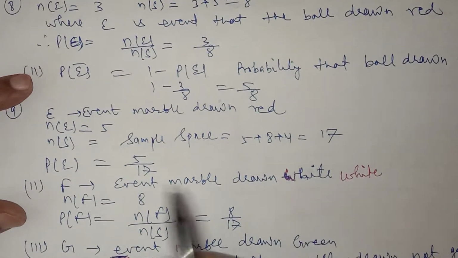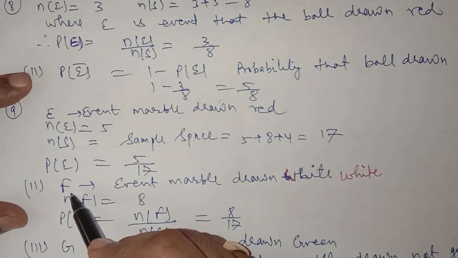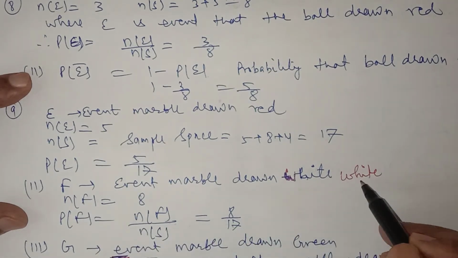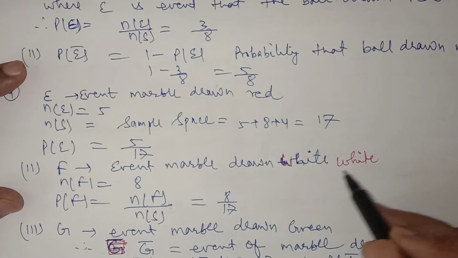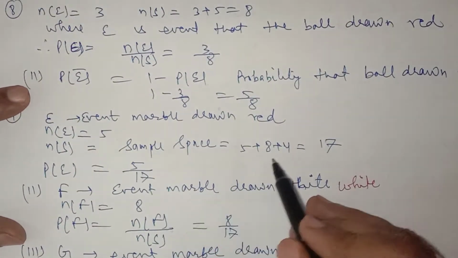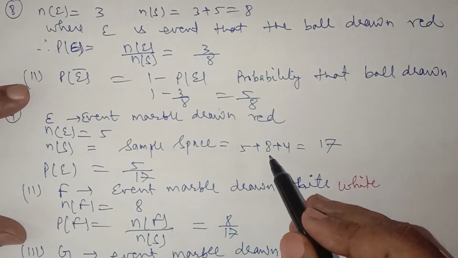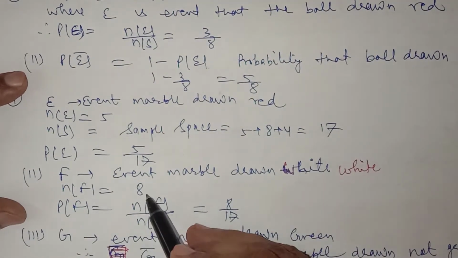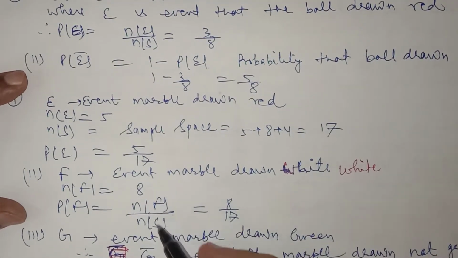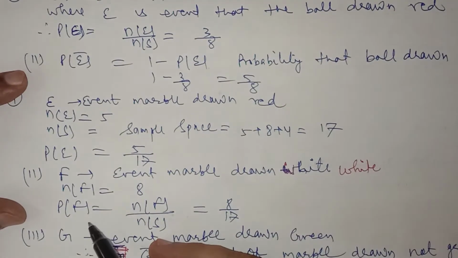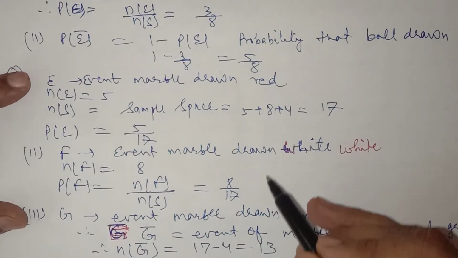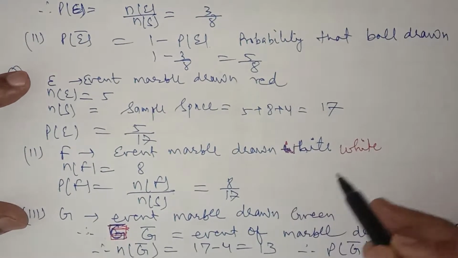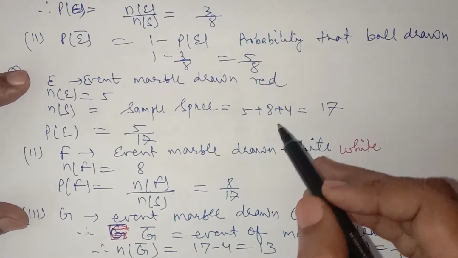Now in the second part, let the event be F, and that event is a white marble, because you have to find the probability of obtaining the white marble, and the white marbles in the total marbles are 8. So NF is equal to 8, the favorable event is 8, and the sample space is already 17. The probability of getting the white marble is 8 upon 17, NF upon NS. I've called the event of white marble as F.